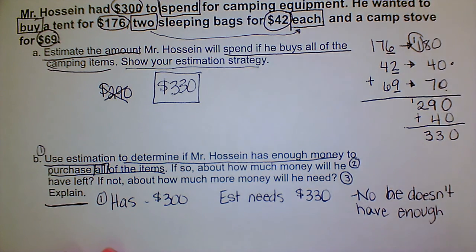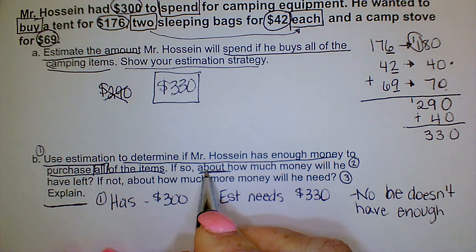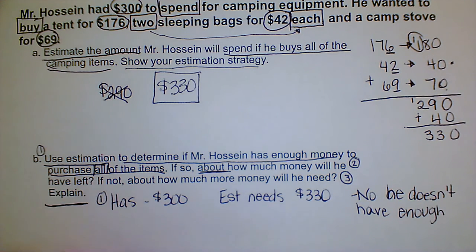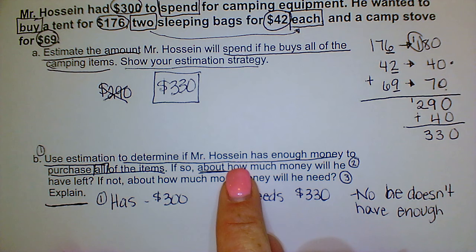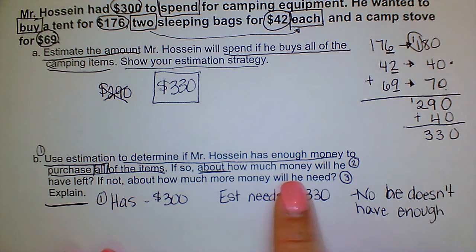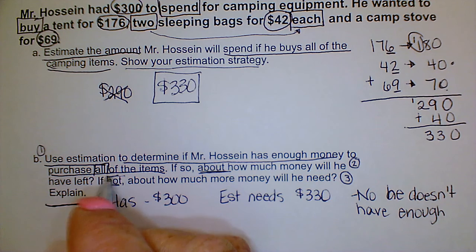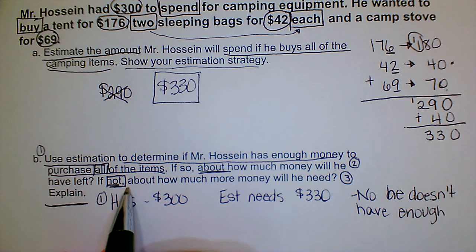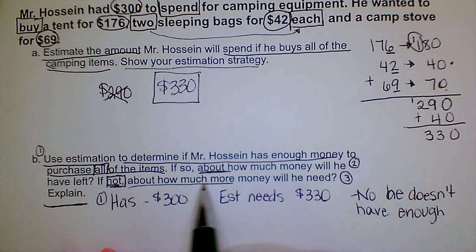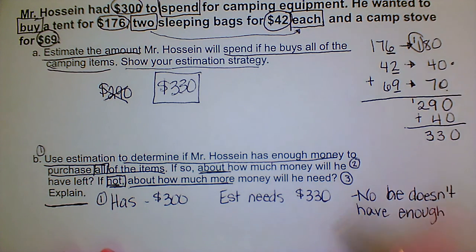The second question says, if so, about how much money will he have left? About tells us what? Estimation. We're going to estimate. But number 1 said that he didn't have enough. So are we going to do anything with number 2? No. So we go on to number 3. It says, if not, keyword. So we're going to do what to the keyword? Box it. And we're going to underline about how much more, which is a key word as well, will he need.